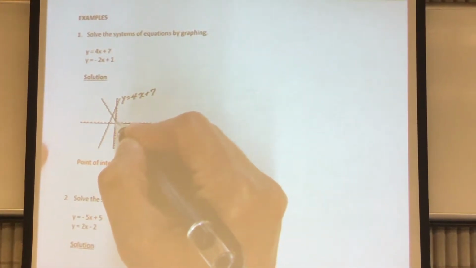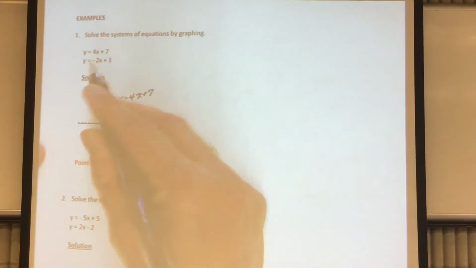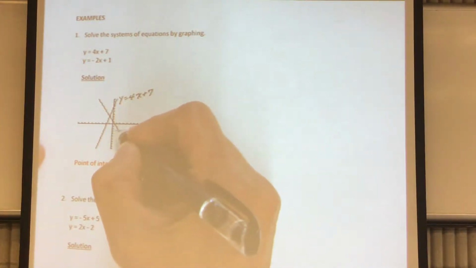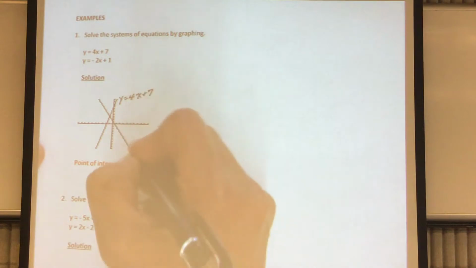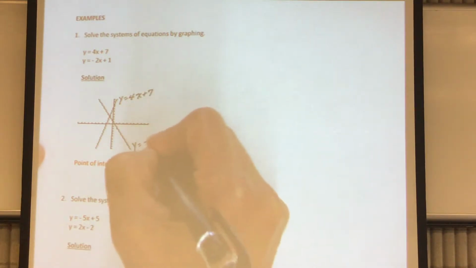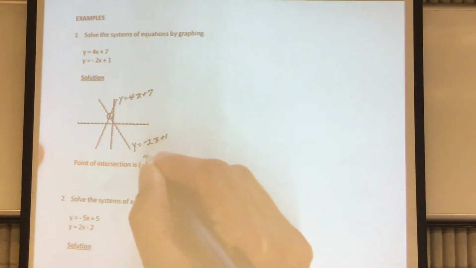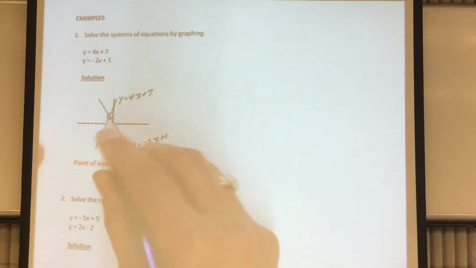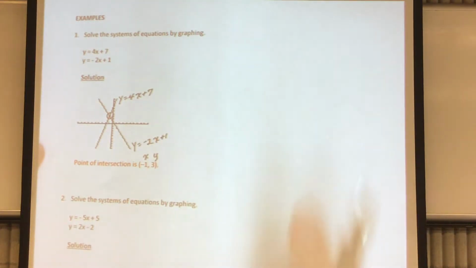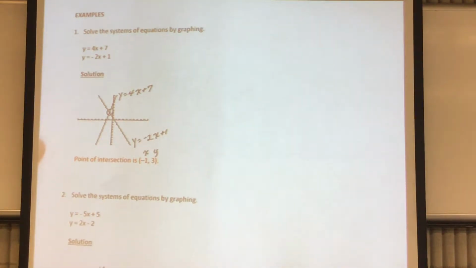and then you would fall 2 because it's negative, so you go down 2 and run 1. And this is the second line, negative 2x plus 1. Seeing the solution where they intersect, x is negative 1 and y is 3. And that is your point of intersection, negative 1, 3.